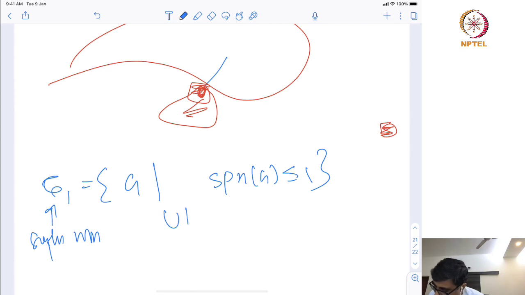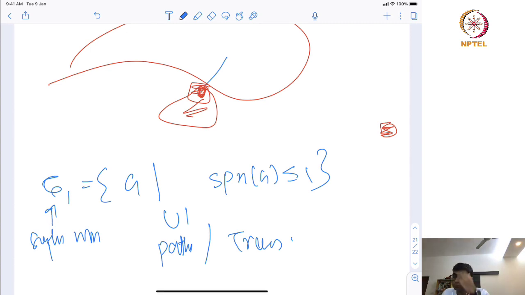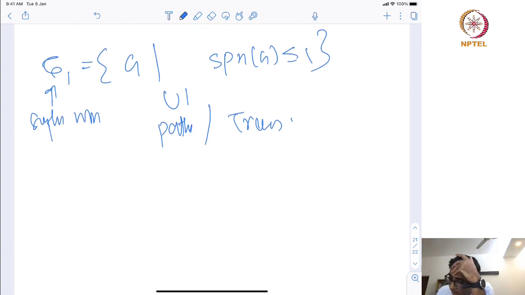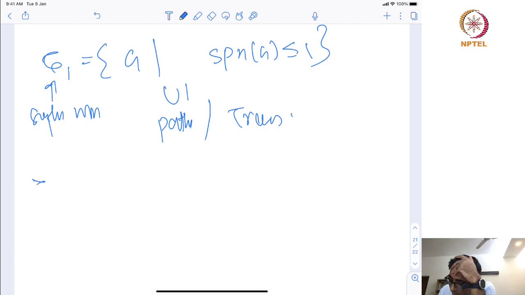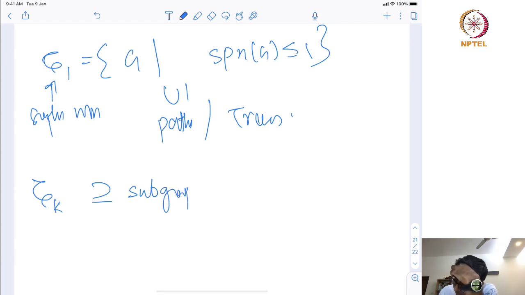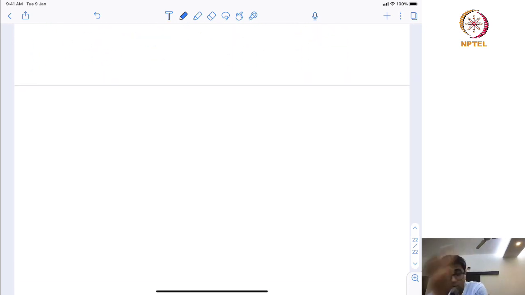Now, what do we know? I know that this contains paths. What else does it contain? It contains trees, at least this much we know. And if you recall Z_K, we know that it contained subgraphs of k times n grids.